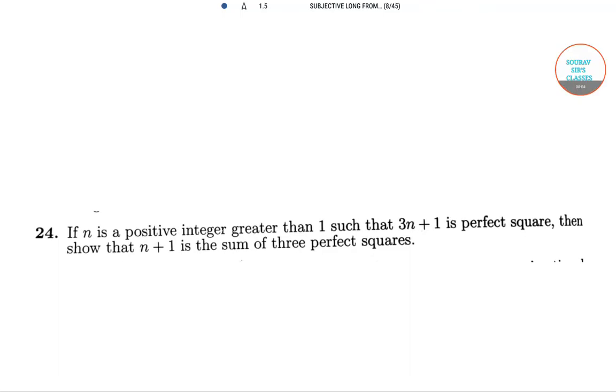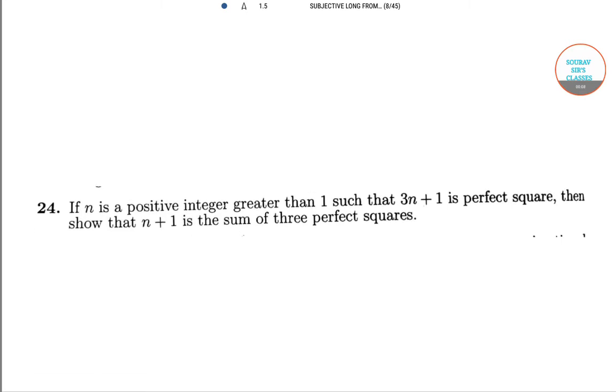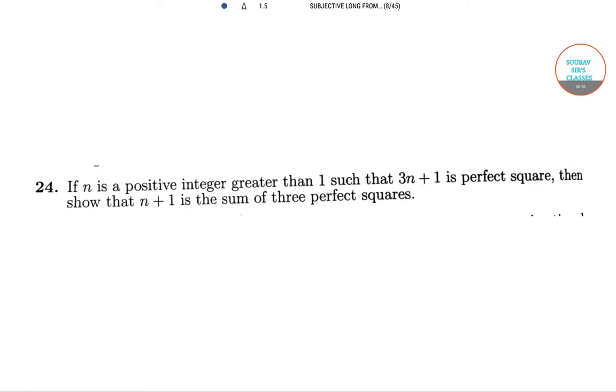In this video, I'll be solving some subjective questions from the Tomato book. Now, in this question, we have an integer n which is a positive integer and greater than 1 such that 3n plus 1 is a perfect square, and we have to show that n plus 1 is a sum of 3 perfect squares.